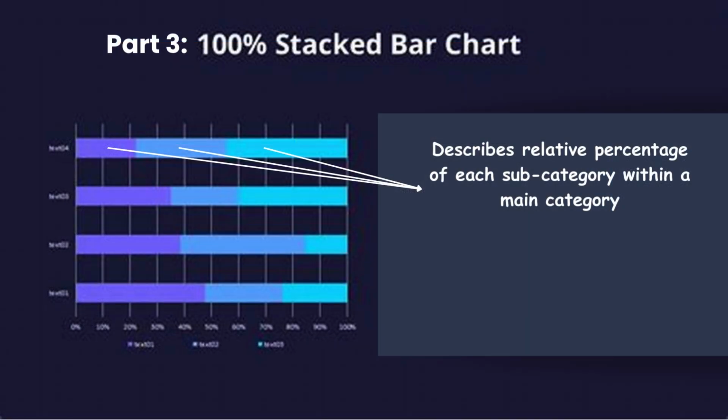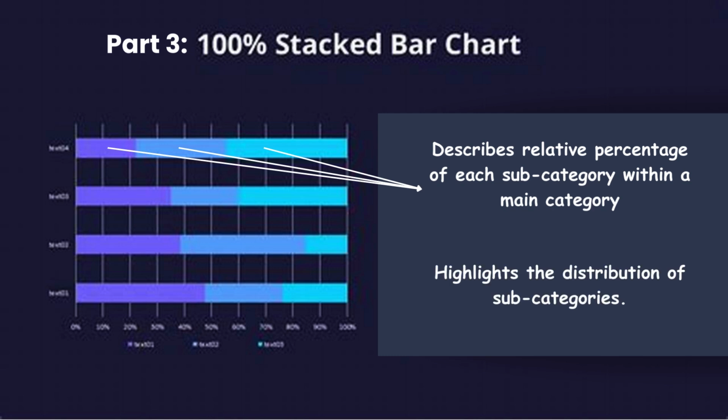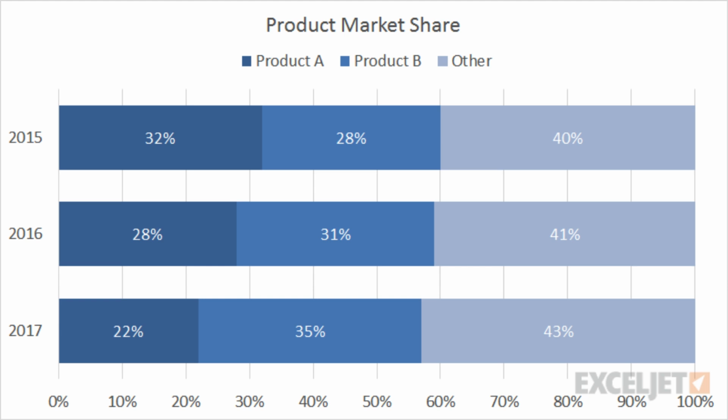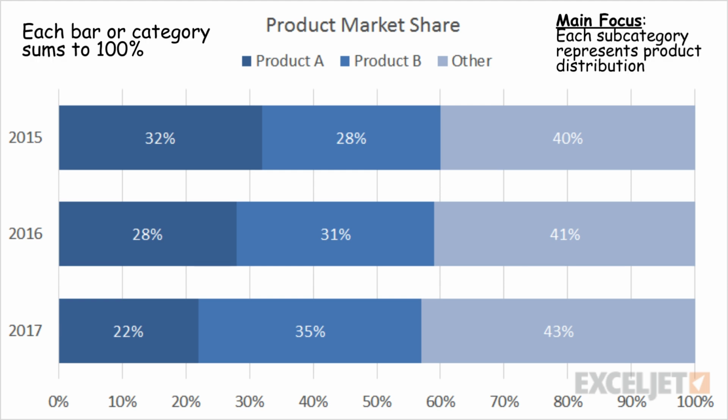A 100% stacked bar chart is a variation of the regular stacked bar chart that shows the relative percentage of subcategories within a main category. It's useful for highlighting how the distribution of subcategories changes over time or across different groups. Let's explore an example of a stacked bar chart that visualizes the product market share from 2015 to 2017. In this chart, each bar sums to 100%, with subcategories representing product type distribution. This chart shows that market share from product A decreased from 32% to 22%, while market share from product B increased from 28% to 35%.